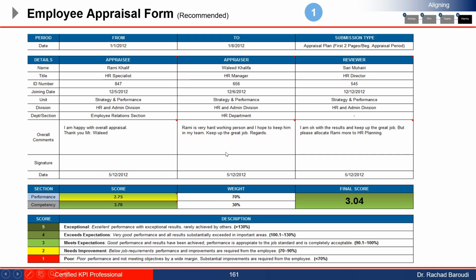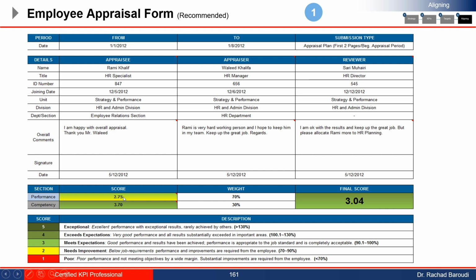The same thing applies to the appraiser. This is the manager. And then also the reviewer, who is supervising both, also needs to be aware of what's happening, only as a reviewer. As you can see here, performance weight is 70% and competency score weight is 30%.